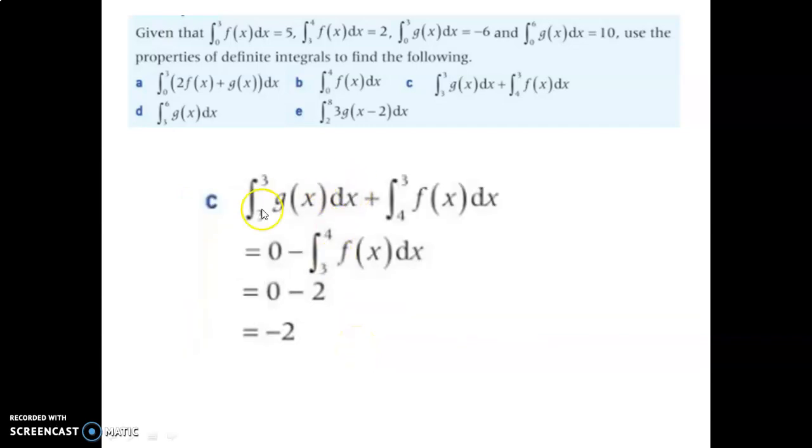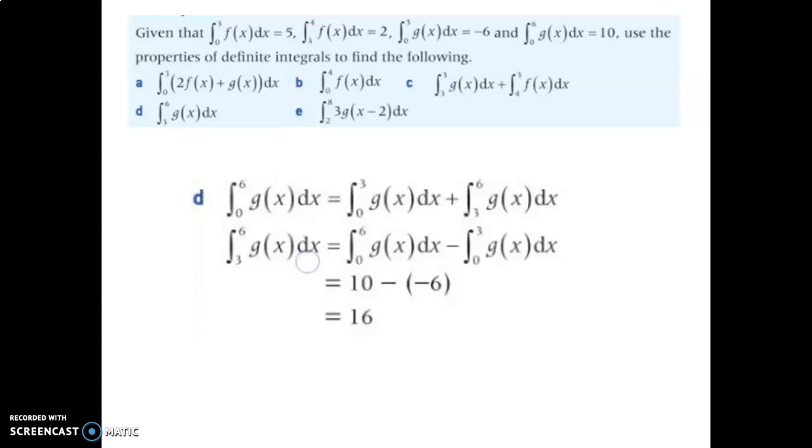In C, very similar to what we saw, we have the 3 to 3, which is the area of 0, and then the 4 to 3 can be changed to 3 to 4 with a minus sign. All right, how about D? Okay, D, we know that 0 to 6 is the same as 0 to 3 plus 3 to 6, and therefore 3 to 6 is like 0 to 6 minus 0 to 3. These are very similar to this last one, so I hope these are coming easier for you now.